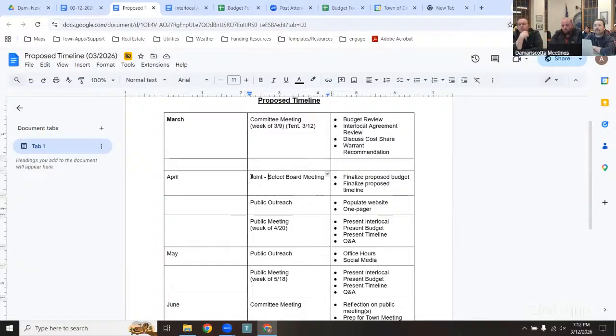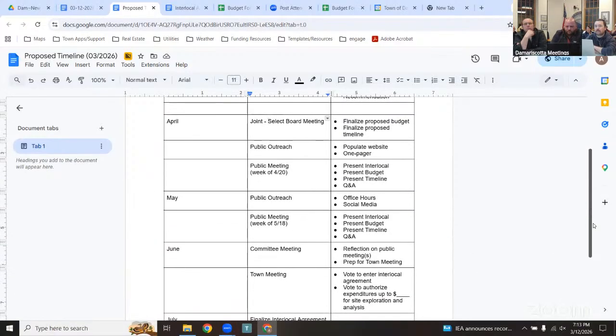I'm also more inclined to say that it's possible for us to have something on the warrant to ask the question, does the community support an interlocal agreement? We have it on here to continue to have public meetings and such leading up to the June vote. You would still have public hearings on that warrant article, trying to help educate the community on what this is and why we'd even consider it.